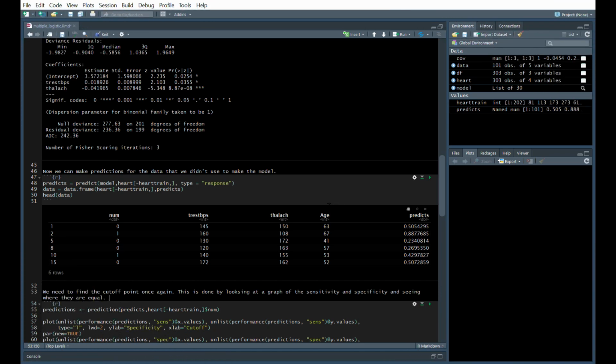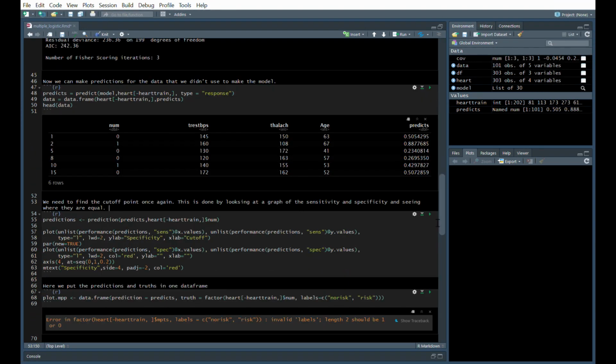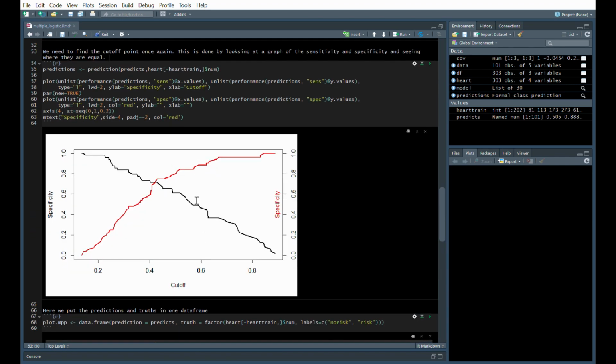So remember, to find the cutoff point, we are going to make a graph of the sensitivity and the specificity by using the performance function right here. And we're going to decide our cutoff point based on just the graph this time. I'm not going to find the exact value. Looks like it's slightly past 0.4. I'm going to go with 0.42 as my cutoff point.